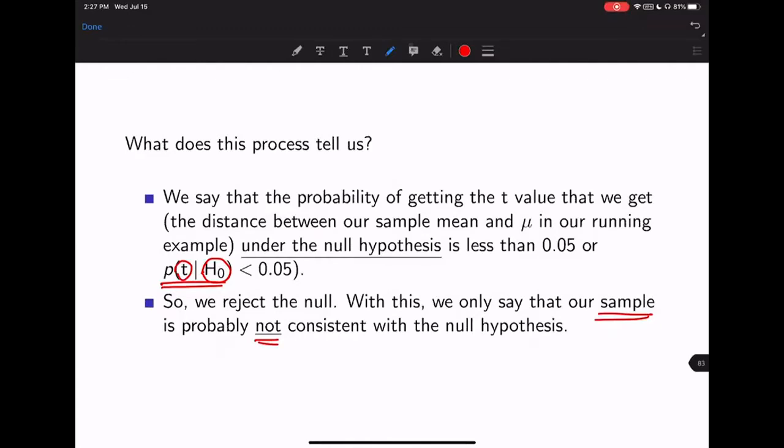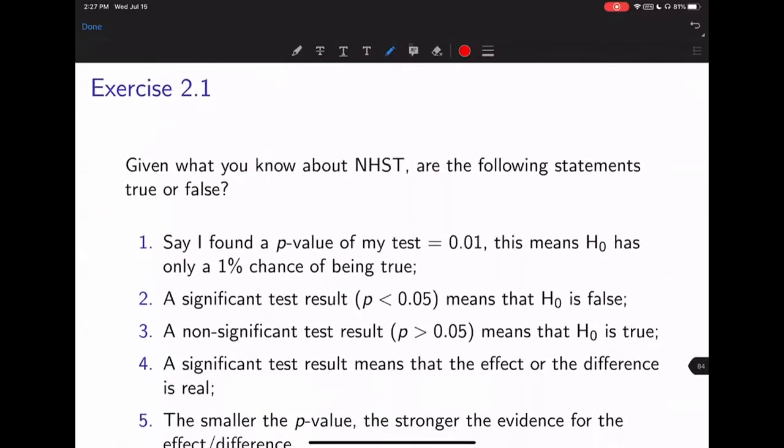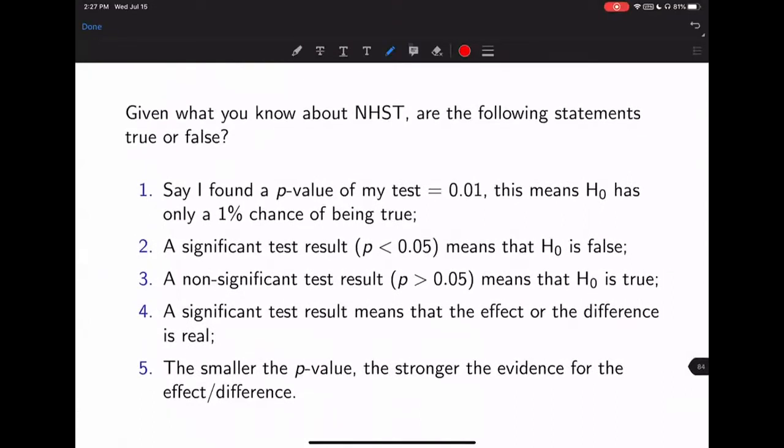Now, I like to take the next 10 to 15 minutes. Actually, I'm not going to give you 10 to 15 minutes. I'll give you about 5 to 7 minutes to look through this, and then we'll discuss each of these statements. Given what you know about null hypothesis significance testing and the p-value, I have these 5 statements, and I want you to think through each one carefully. Is it true or false? I'm going to give you about 5 to 7 minutes, and then we'll talk about these 5 statements together.